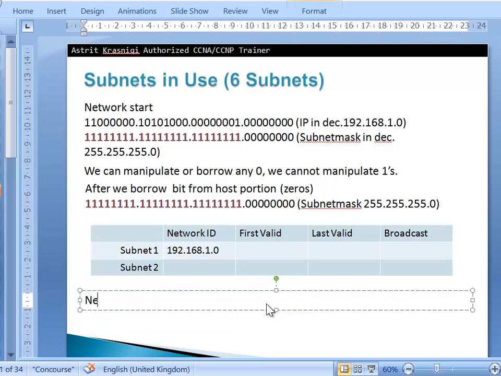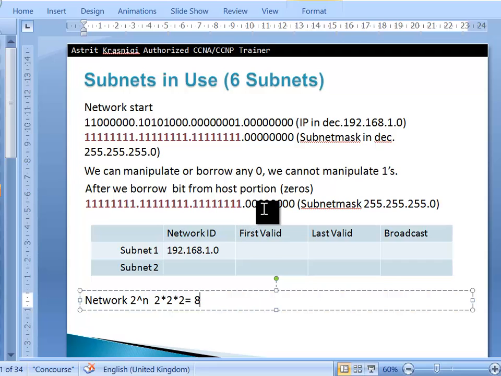The number of networks was 2 to the power of n. So how many n's do we need to create 6 networks? If we have 1 bit, it will give us 2 networks, which is not enough. With 2 bits, 2 times 2 is 4, which is still not enough. With 3 bits, 2 times 2 is 4, times 2 is 8. So yeah, we're gonna need to borrow 3 bits.